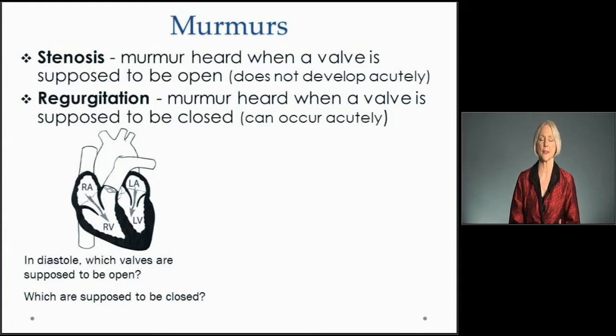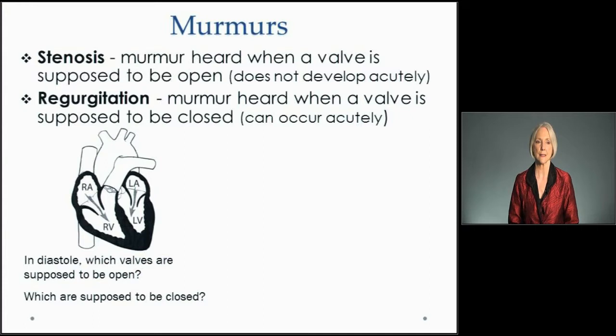So again, I think it's helpful if you can put this picture in your mind. The heart during diastole. Think about this for a second. In diastole, when the ventricle is relaxed, which valves are supposed to be open? When the ventricle relaxes, what is it supposed to be doing? It's filling, right? Where does it fill from? It fills from the atria. So the valves between the atria and the ventricle need to be open during diastole.